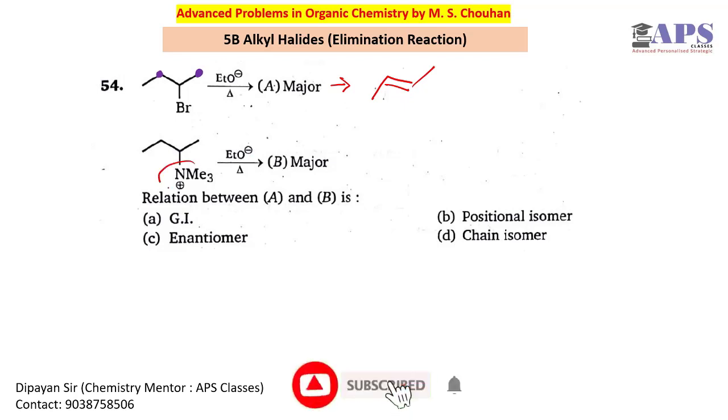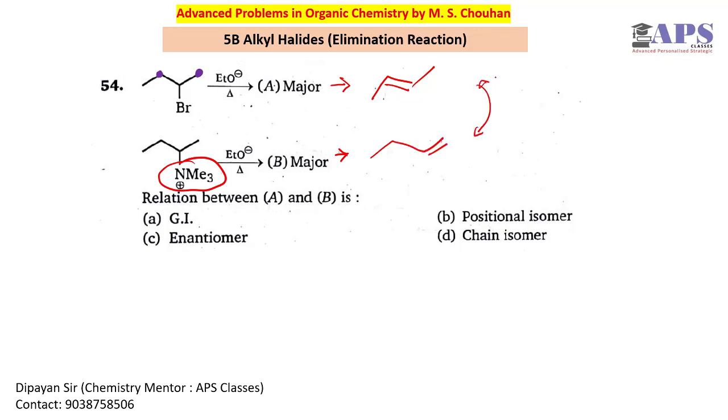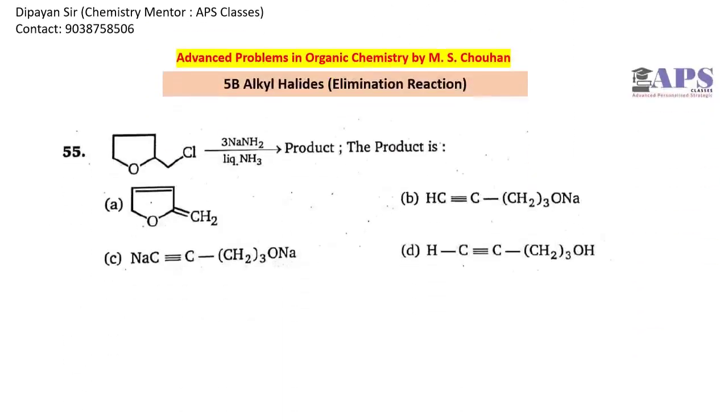Again, in the second case we have nitrogen with positive charge. So this is a case of Hofmann elimination, where we have to abstract hydrogen when the number of hydrogens is more. So in this case we have this kind of product, and these two are positional isomers. Both are alkenes, the position is different. So option B is our correct option.